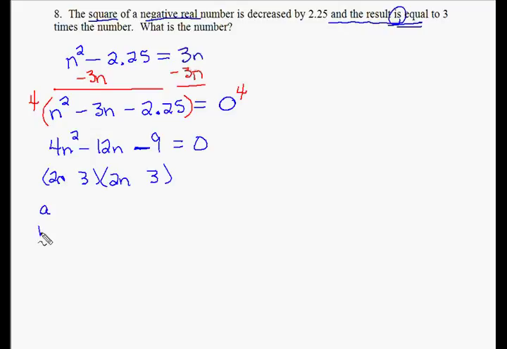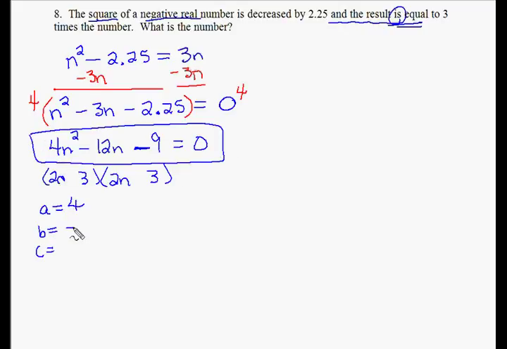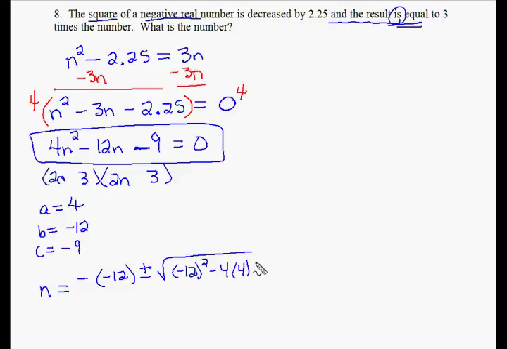Let's go with the quadratic formula. Let's find out what the values are for a, b, and c. A is 1. Nope, we've changed that now to 4, so we're looking at this equation. A is 4, b is negative 12, and c is negative 9. So n is equal to the opposite of the b number, negative 12, add and subtract the square root of the b number, negative 12, squared, minus 4 times the a number, 4, times the c number, negative 9, all divided by 2 times the a number.